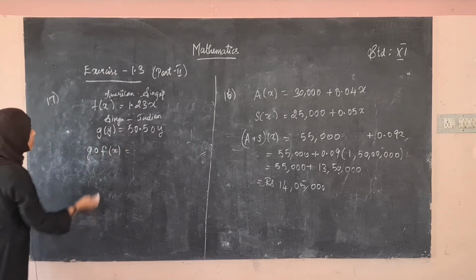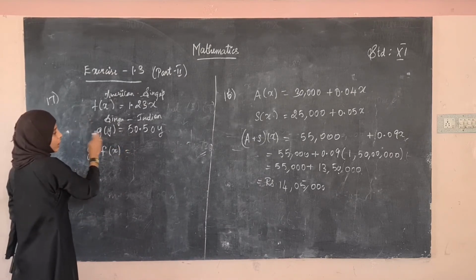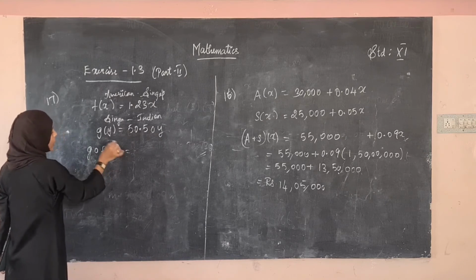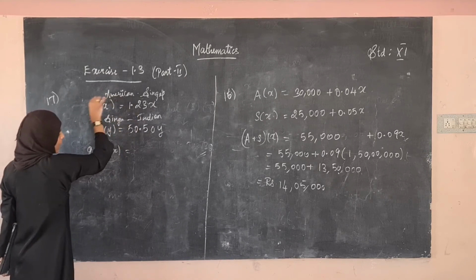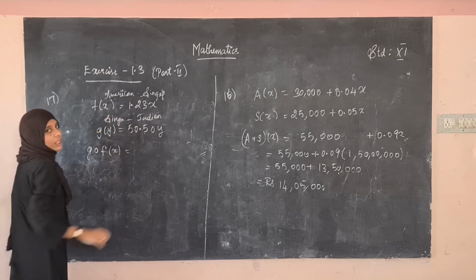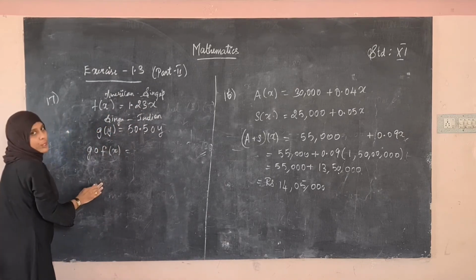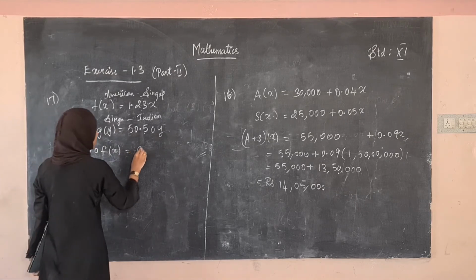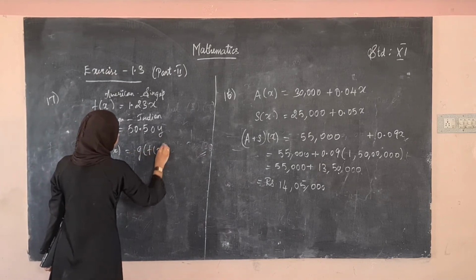Right, this can be done using g composite f. First f of x will be calculated, and then g of x. First you have to calculate American dollars to Singapore dollars, and again we have to calculate Singapore dollars to Indian dollars. So this can be done using the composition of functions, g composite f, that is g of f of x.